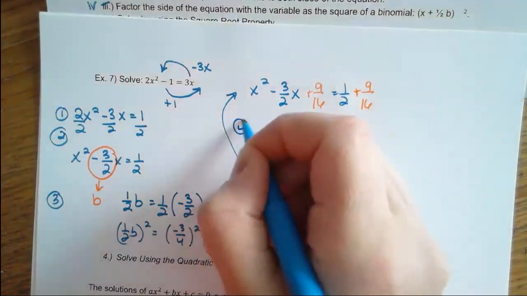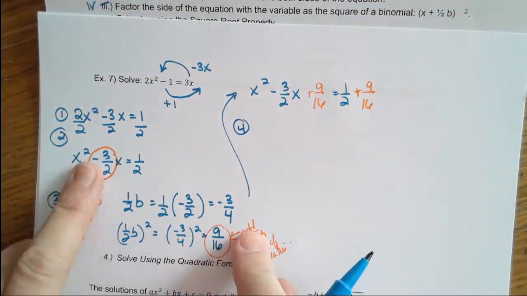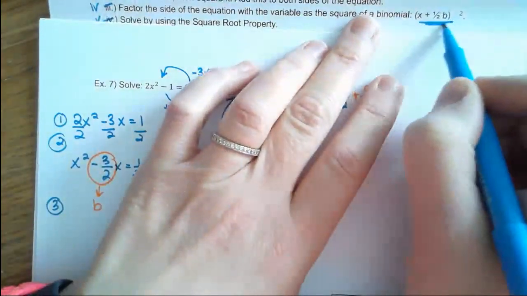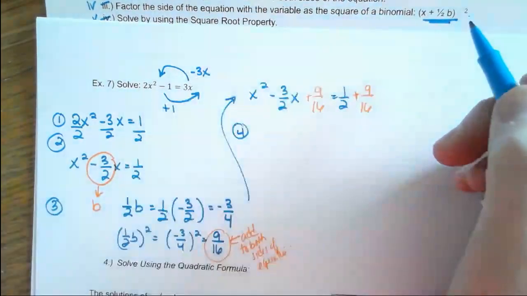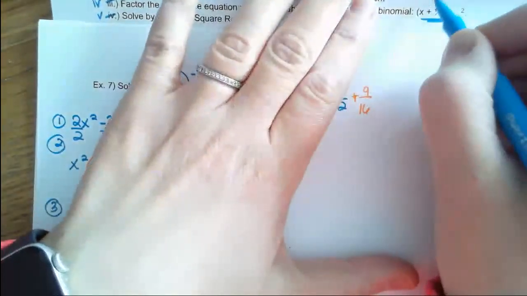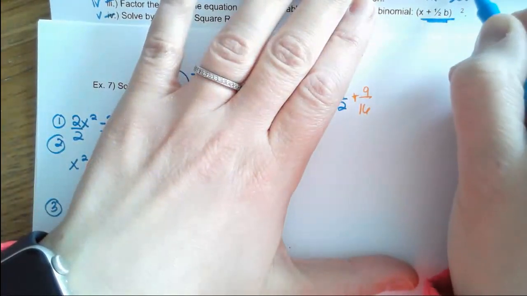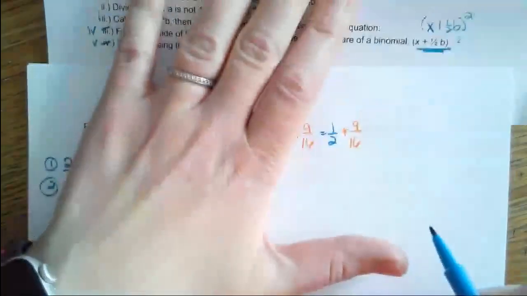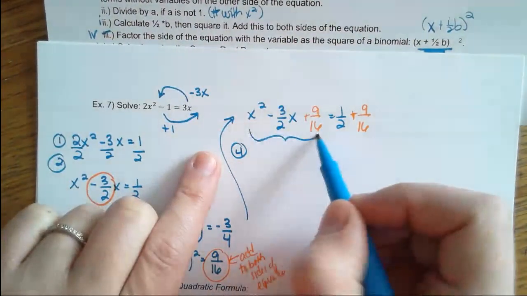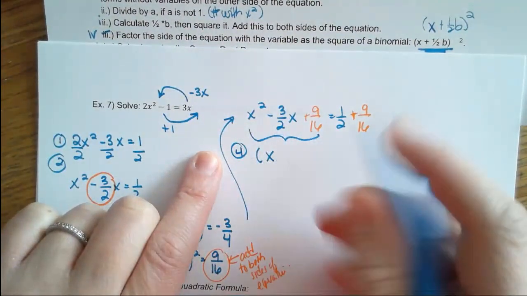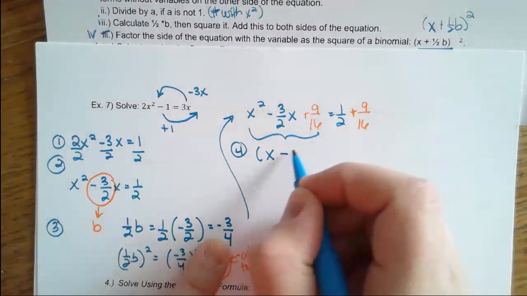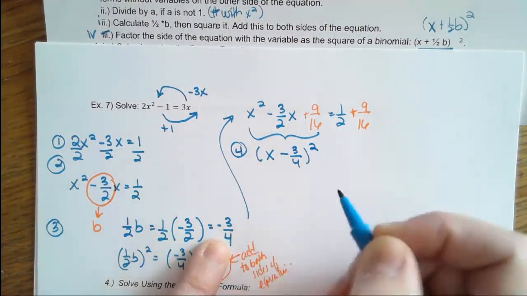Now what happens is, this is very prescriptive for a reason, because when we do it like this, the left side will always factor as x plus 1/2 b squared. So like this. So here, my left side is going to factor as x, and then our half b was negative 3/4. So minus 3/4 squared.